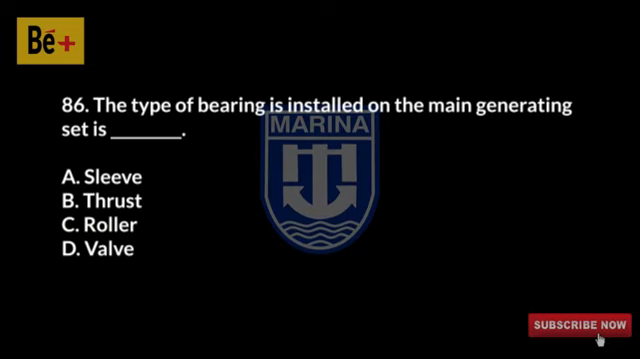The type of bearing installed on the main generating set is A. Sleeve. B. Thrust. C. Roller. D. Valve. The answer is A. Sleeve.